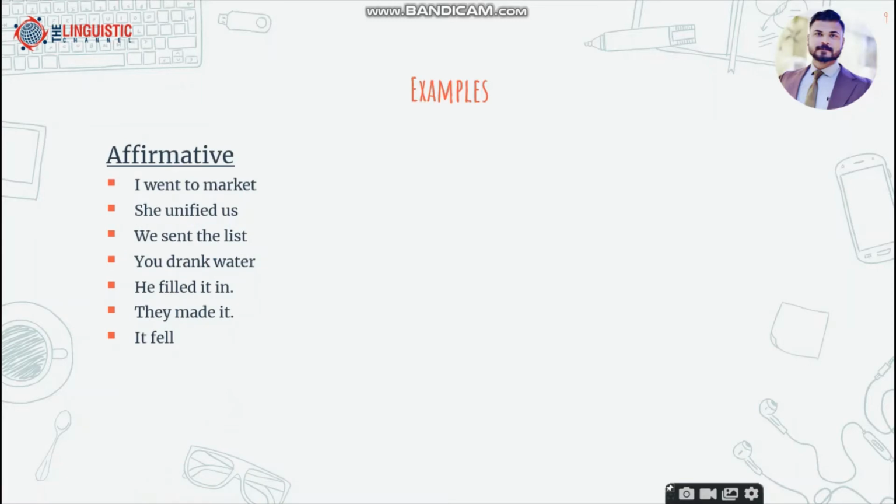You see, the affirmative examples are, I went to market, मैं market गया था या गई थी. She unified us, उसने हमें एक किया था. We sent the list, हमने list भेजी थी. You drank water, तुमने पानी पिया था. And now when we go for a negative of the first sentence, what's going to be?